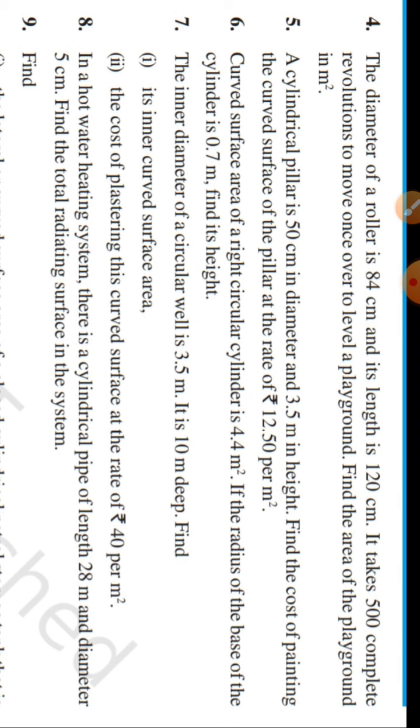Actually, if a roller is rolled over any level ground, then in one complete revolution it covers an area equal to its curved surface area. Why? Only the curved surface touches the ground. So in one revolution, any cylinder covers ground equal to its curved surface area.